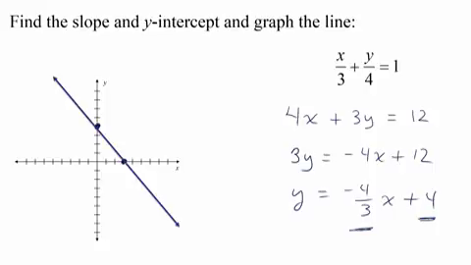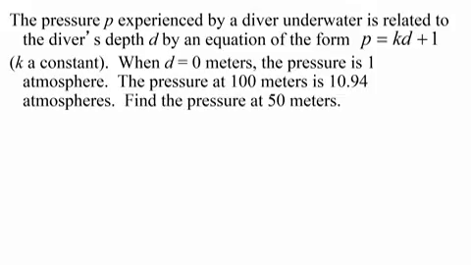Let's now see how lines might show up in applications. The pressure P experienced by a diver underwater is related to the diver's depth D by an equation of the form P equals KD plus 1. K is a constant. When D equals 0 meters, the pressure is 1 atmosphere. The pressure at 100 meters is 10.94 atmospheres. Find the pressure at 50 meters.